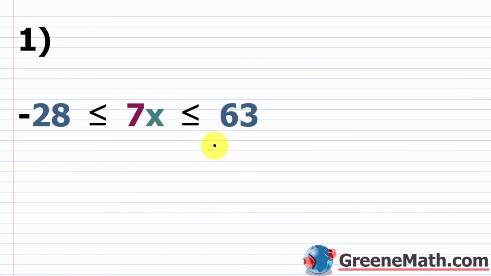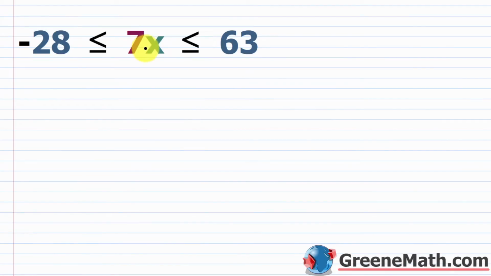What you're going to try to do here is isolate x in the middle, and so you're going to do the same thing to each part. So for example here, if I think about what's being done to x, it's being multiplied by 7. So to undo that, I'm just going to divide by 7, but I need to do that to each part here. So in other words, I'm going to divide this by 7, this by 7, and this by 7.